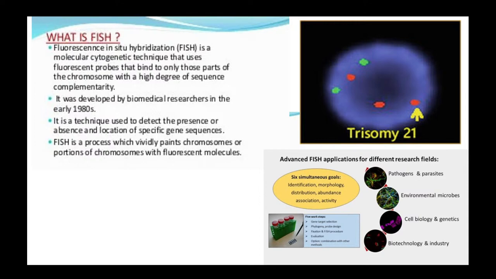Now we can use this method for diagnosis of different chromosomal disorders and diagnosis of the presence or absence of gene sequences in these chromosomes. So we can use this in genetic research, and this method is very widely used in oncology for detection of different oncogenes and proto-oncogenes.